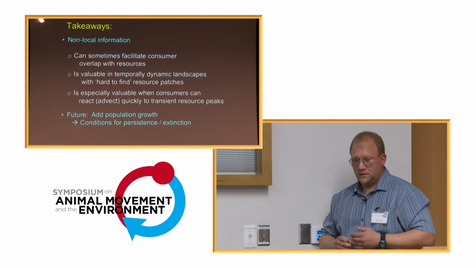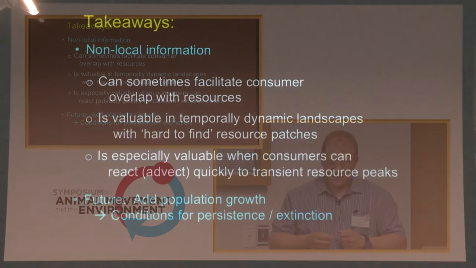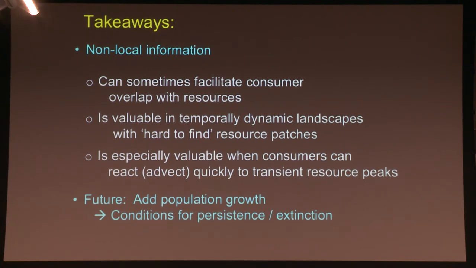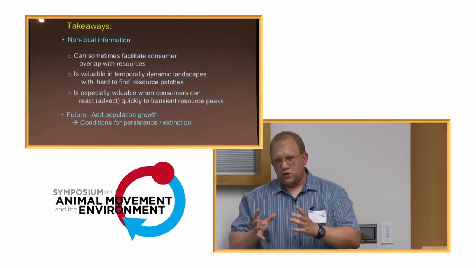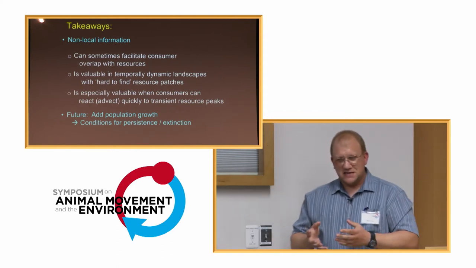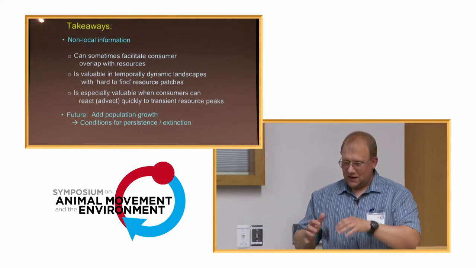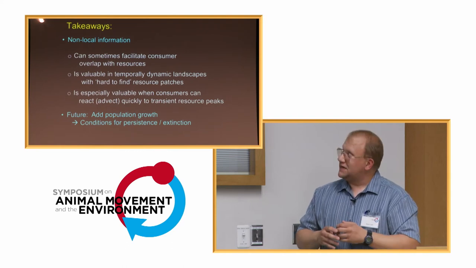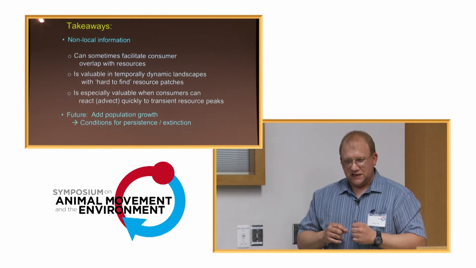So the takeaways from this work: non-local information can sometimes facilitate consumer overlap with resources. It's valuable in temporally dynamic landscapes where resources are hard to find. Okay? It's especially valuable when consumers can react quickly, that is, they can advect mathematically, quickly toward the resource peaks that are transient in time and space. Okay? So the idea here is that we have some delineation then of when we want to be using non-oriented movement to maximize overlap with a resource. In a dynamic landscape, the game is very different than in a static landscape. You have to be able to react to the changing conditions, and this gives some ideas as to when that non-local information can be particularly useful.